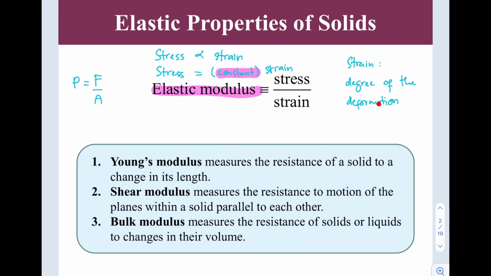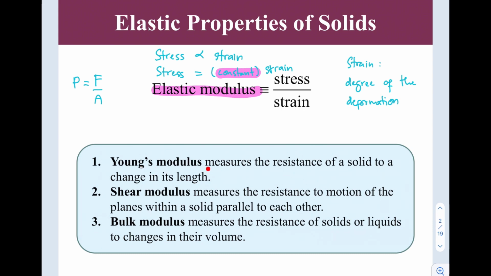So different degrees of deformation: certain objects elongate, certain objects deform in terms of shape, certain objects deform in terms of volume. So the different types of strain give us different elastic moduli. Rearranging this mathematical expression, we have elastic modulus equivalent to stress over strain.